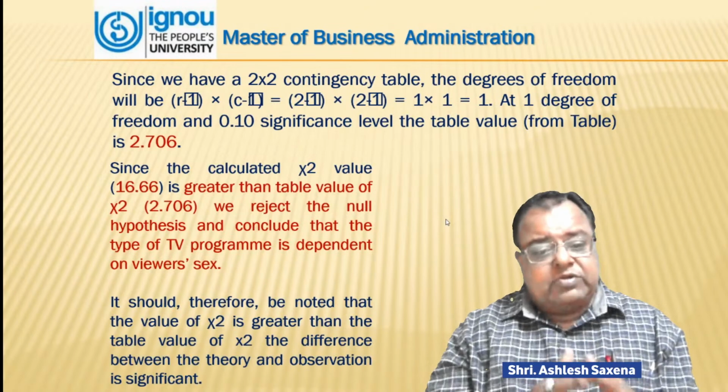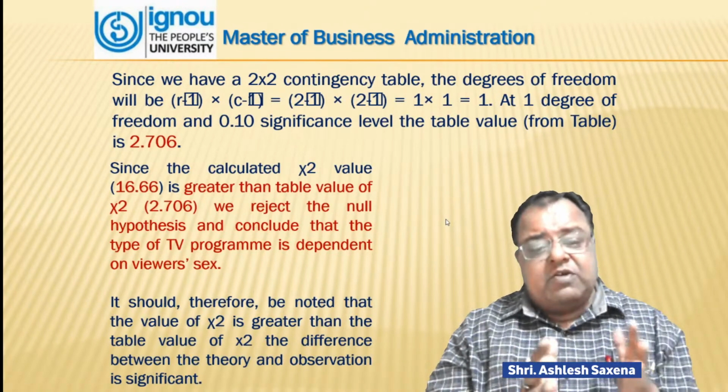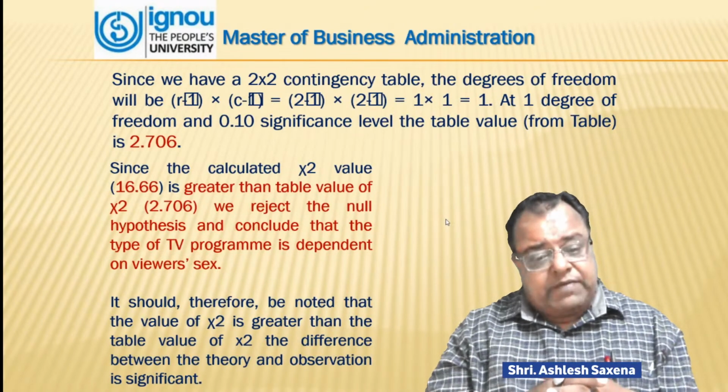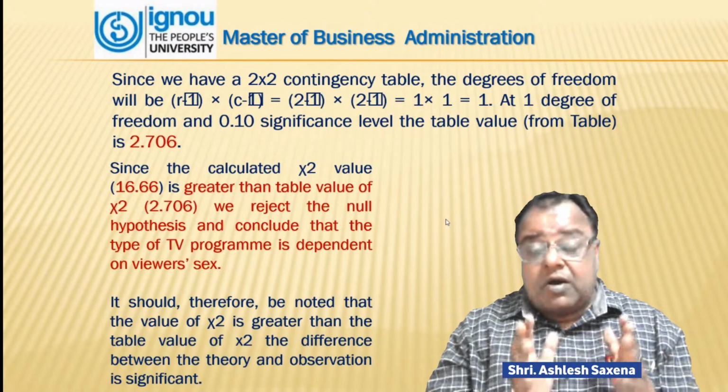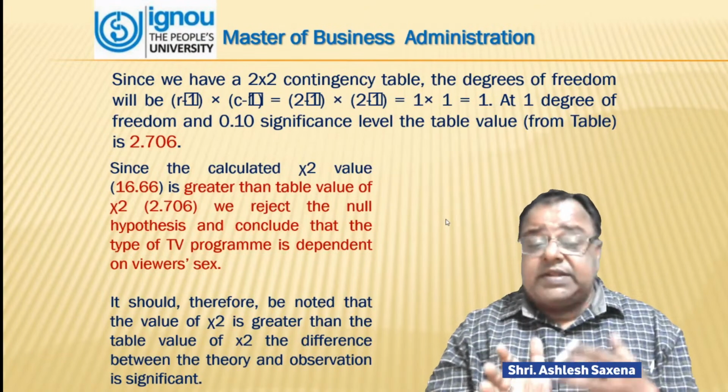It should therefore be noted that if the value of chi square is greater than the table value of chi square, the difference between theory and observation is significant.